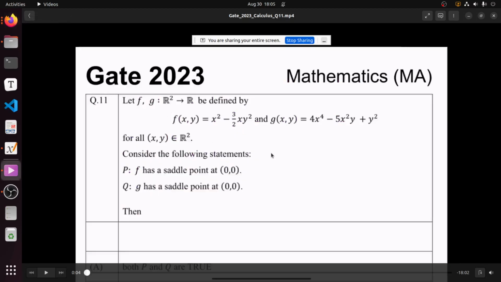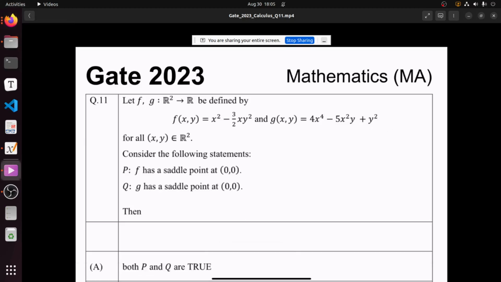So we'll solve first the GATE 2023 question number 11 from calculus. If you have any doubt, you can ask. Okay, so let's start. Today we will solve the mathematics GATE 2023 question from calculus. This is question number 11. So let's see what it is saying.